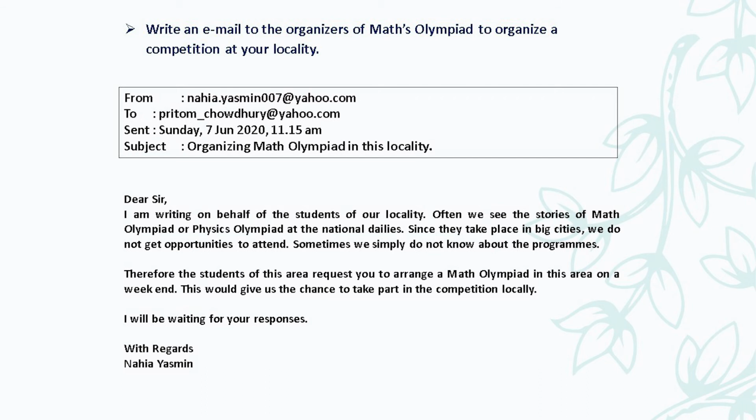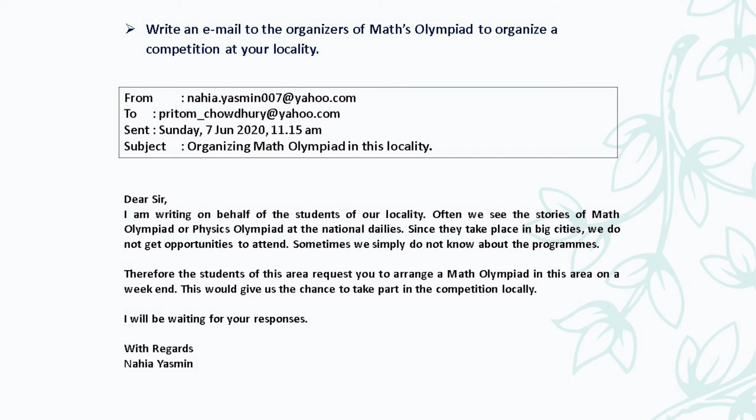Here is another email. So you need to write down the header first, from, to, sent and subject, and then give a proper salutation, Dear Sir, and the body is: I am writing on behalf of the students of our locality. Often we can see the stories of Math Olympiad or Physics Olympiad in the national dailies. Since they take place in big cities, we do not get opportunities to attend. Sometimes we simply do not know about the programs.